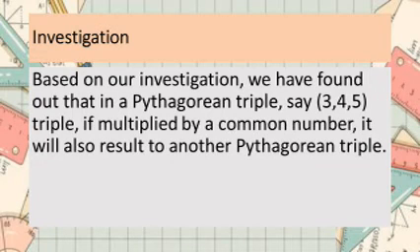Next is to investigate Pythagorean triples. Based on our investigation, we found out that in a Pythagorean triple, say the 3, 4, and 5 triangle, if multiplied by a common number, it will also result in another Pythagorean triple. When we say 3, 4, and 5 multiplied by 3, the result will be a Pythagorean triple also.